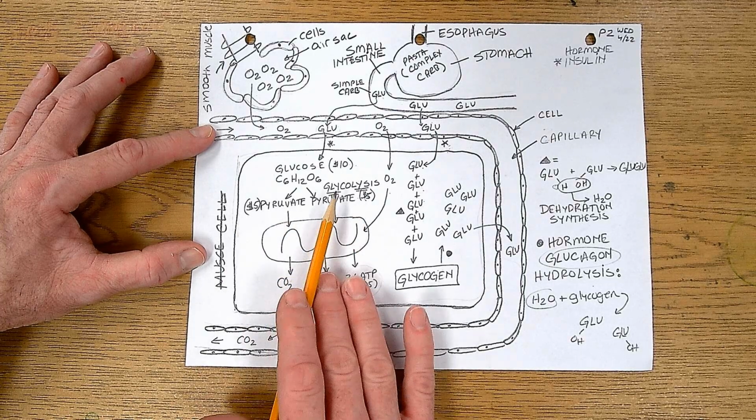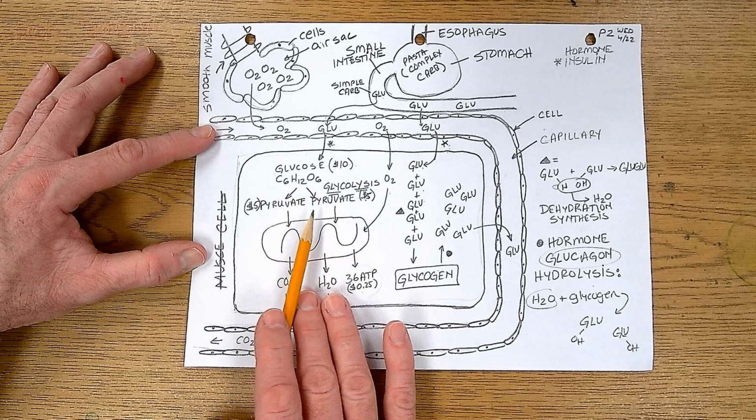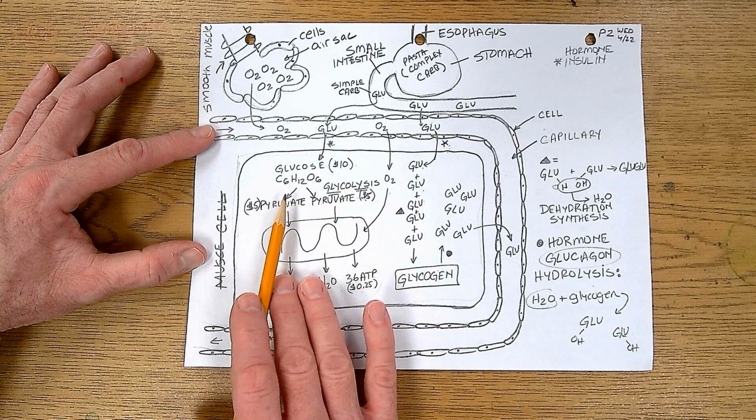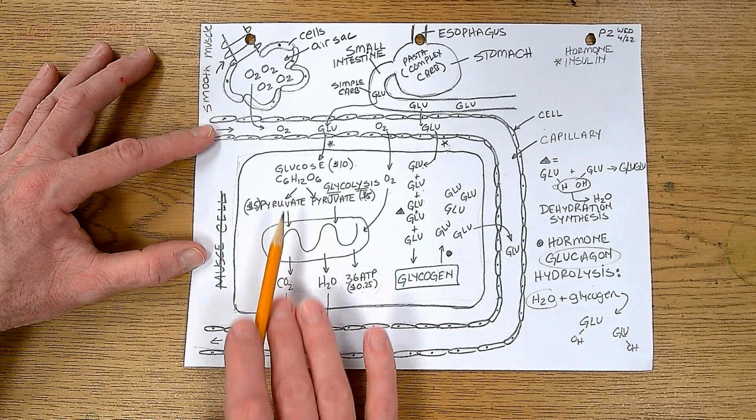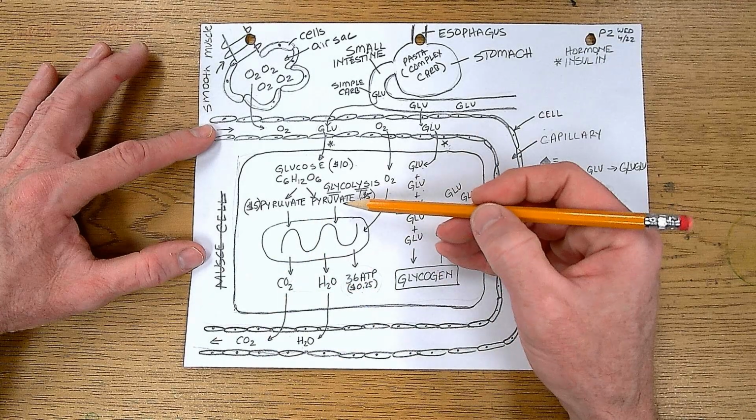That happens through glycolysis. With glycolysis, it's hydrolysis of glucose. So you're adding water to glucose and splitting into these two 3-carbon molecules. Okay, I'm skipping a lot of steps here.